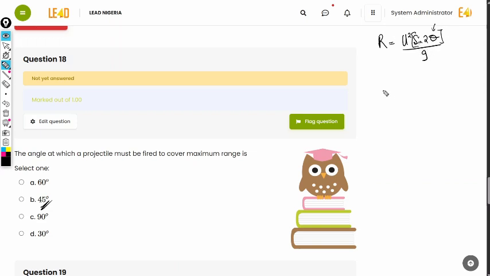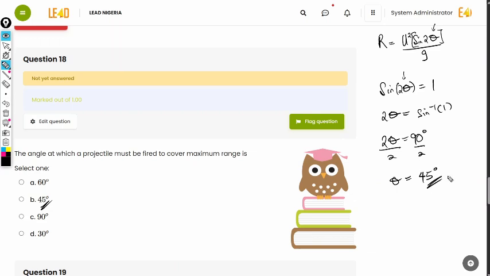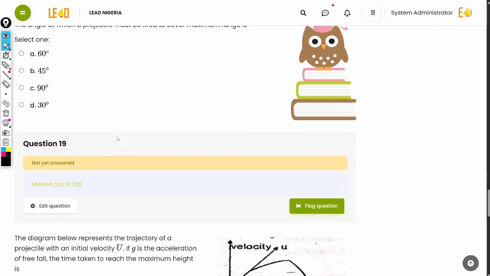The maximum value you can get for sine of anything is 1, so this is the maximum scenario. What value for theta gives me this maximum scenario? Well, 2 theta would be sine inverse of 1, so 2 theta would be 90 degrees. Divide both sides by 2, and theta becomes 45. So you have your maximum range when theta is 45 degrees. That's question 18.